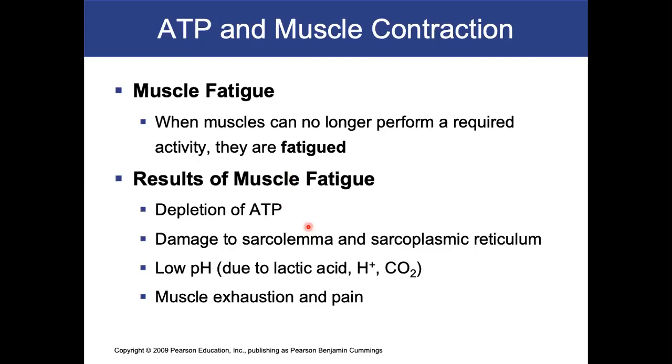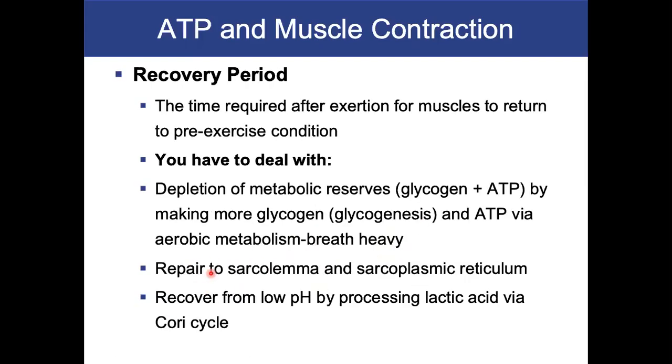We've damaged the sarcoplasmic reticulum and the sarcolemma, and we caused tears to those microfilaments, right? Those myosin heads, actin, that needs to heal. And then low pH, so that area is really acidified due to lactic acid, the protons, and CO2 accumulation. And so we have to handle that as well. We've got to get rid of the lactic acid, and we have to get back to normal pH, right?